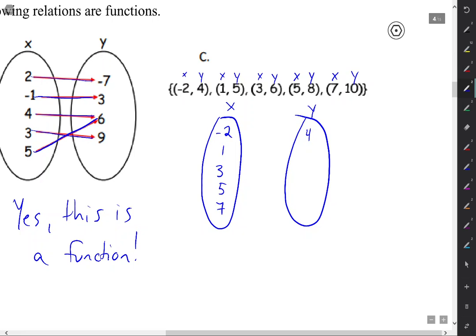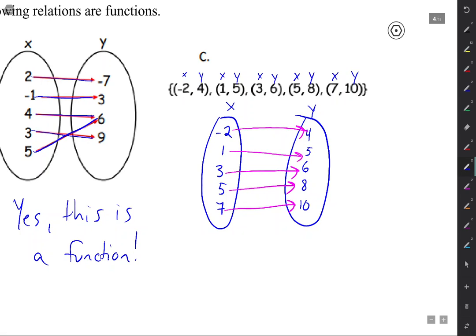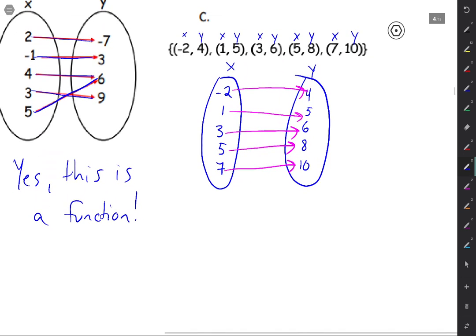So now we're doing the y's. We have 4, 5, 6, 8, and 10. None of those repeat themselves. And these are all going to match up pretty nicely straight across. So now it's very clear that none of the x values match with more than one y value. Therefore, yes, this is a function.